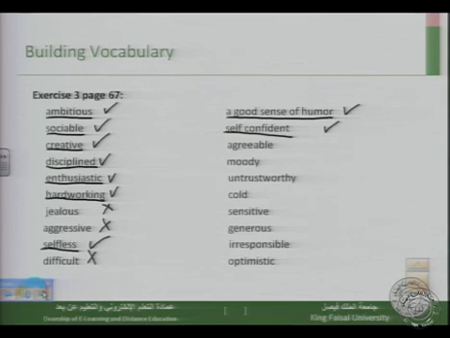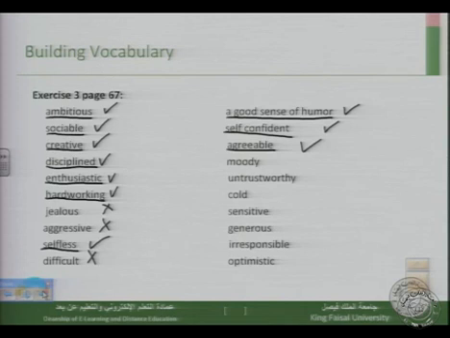The next adjective is agreeable. Well, when we say that Muhammad is agreeable, we mean that he is nice and pleasant and satisfactory, okay? An agreeable person is a person who is pleasant and nice to be with. So this is also a positive adjective.